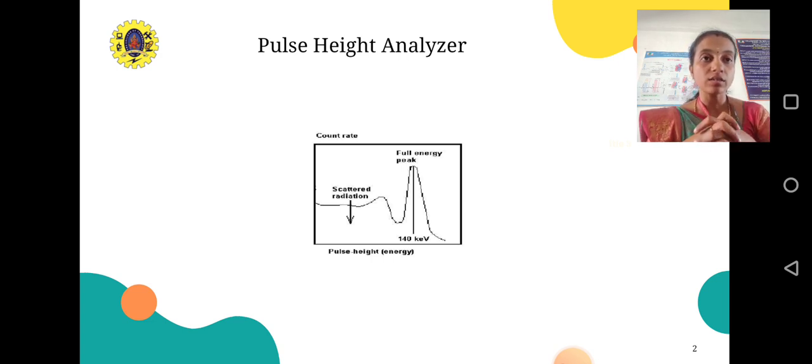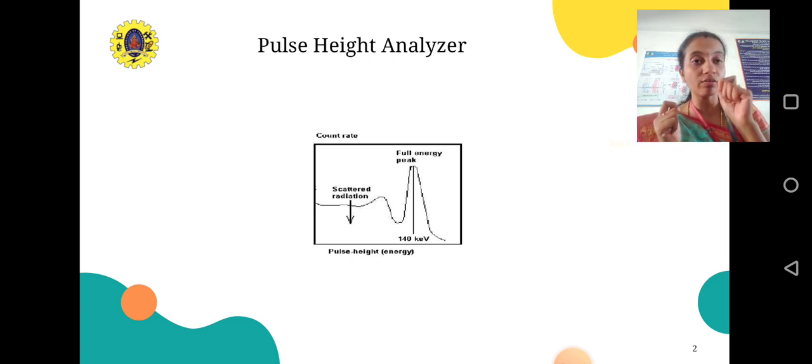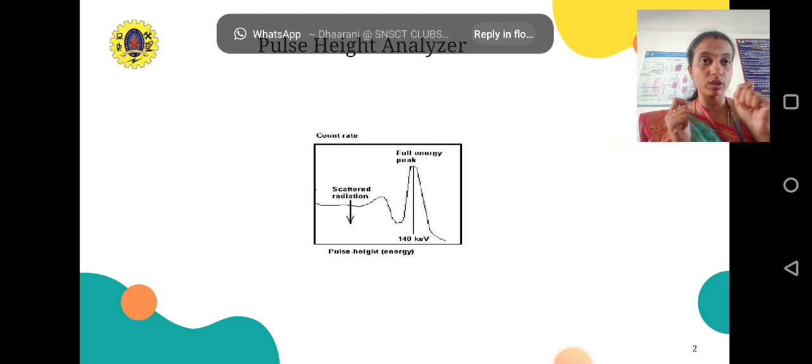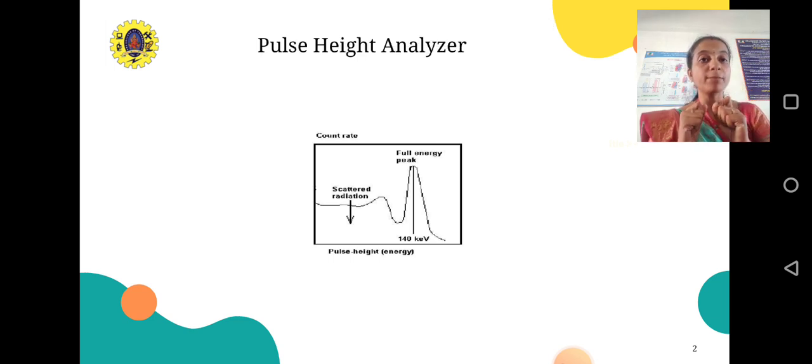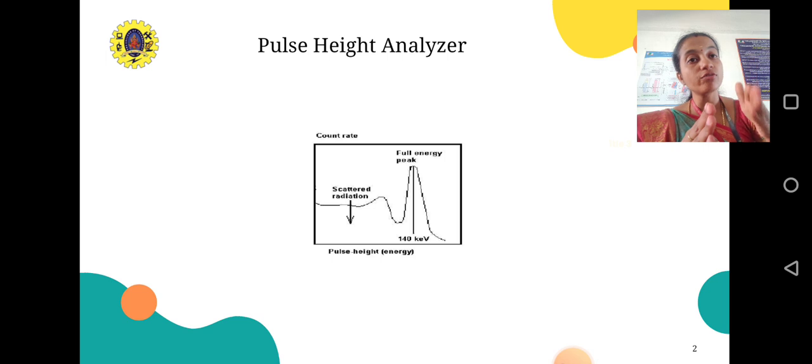This is an analyzer where we'll have a count rate, and the full energy peak is to be identified. The full energy peak will be found when we have 140 kV. In the image we can identify the scattered radiation, and we'll have a full energy peak when the electron volt is about 140 kV.